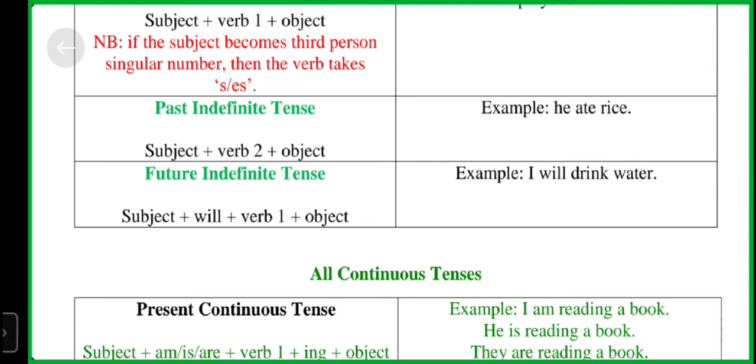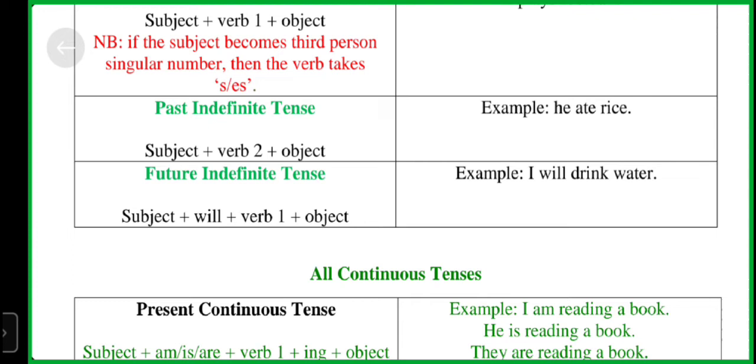But there is a quite different thing when you want to make an interrogative or negative sentence in past indefinite tense. How will you do that? There's a difference. Did you eat rice? Why is it eat here? You are not saying ate.